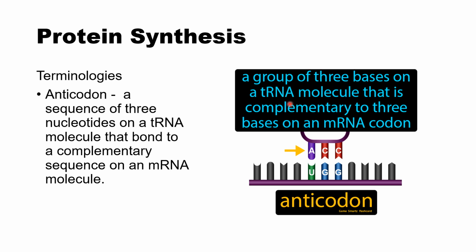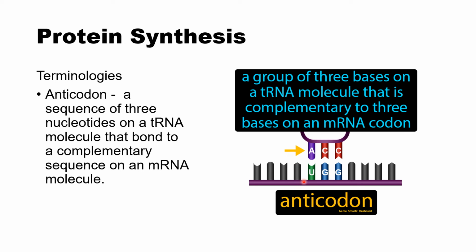So a group of 3 bases on a tRNA molecule that is complementary to 3 bases of an mRNA codon. So yun yung anticodon. Parang codon rin siya pero matatagpuan sa tRNA. Tapos, itong anticodon na to, it complements yung nucleotide na nandun sa mRNA. Meaning, if ito yung codon na nandun sa mRNA, ACC, adenine, cytosine, then yung anticodon, it will complement yung codon doon sa mRNA.